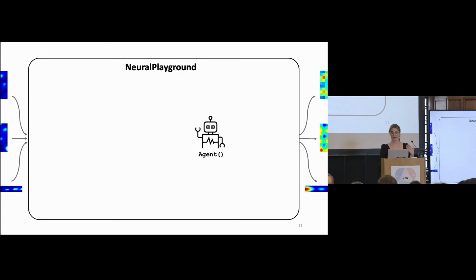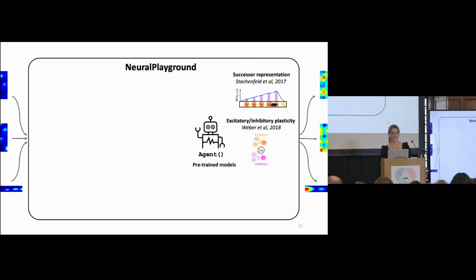On the one hand, we have the agent class, which contains de novo implementation of three influential models of the hippocampal and cortex, namely the successor representation by Stachenfeld et al., the excitatory-inhibitory plasticity model by Weber et al., and the Tolman-Eichenbaum machine by Whittington and colleagues. These span a broad class of models, including RL, cognitive deep learning models, and systems neuroscience circuits. This really shows the versatility of our framework.